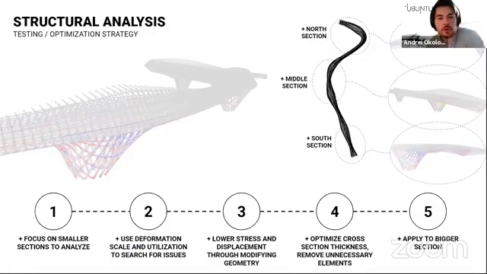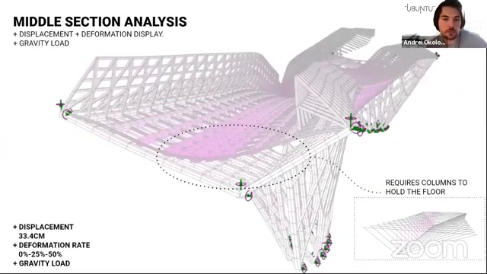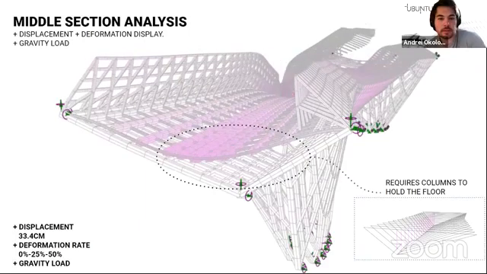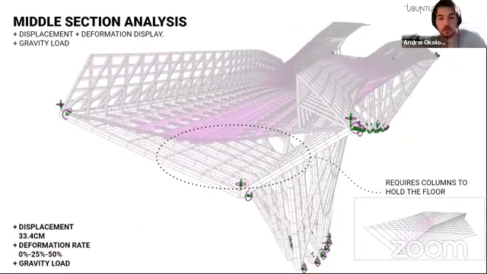The hard lesson that we all learned is that it's always fun to design bridges until you have to structurally analyze them. Our strategy to analyze it was to focus on smaller sections of the bridge and to use the deformation rates to see the global issues and utilization to search for stress on smaller elements. In the next slide, you will see that the first global issue that we faced is that our floor sinks down, and an easy fix for that was placing columns along the bridge.